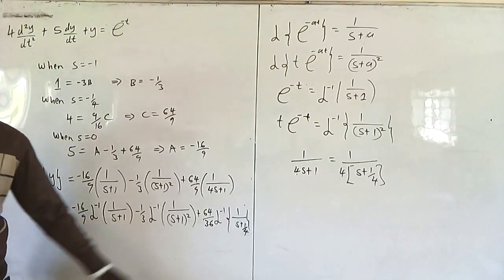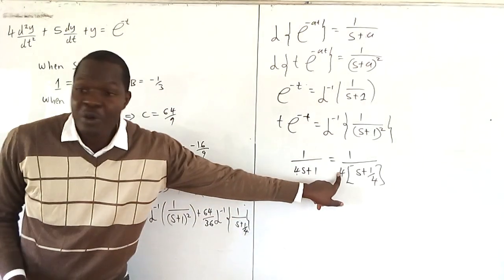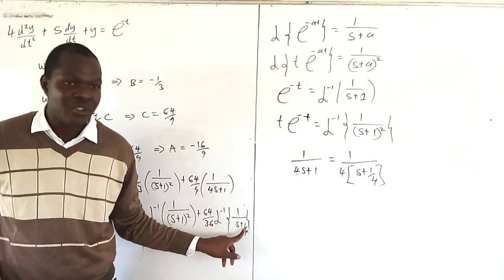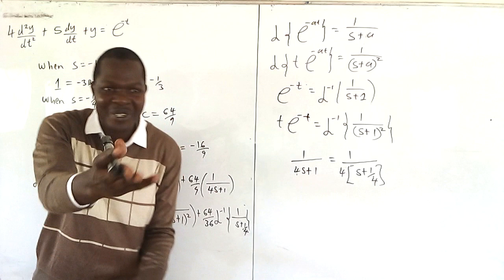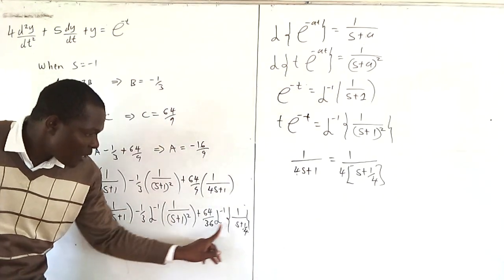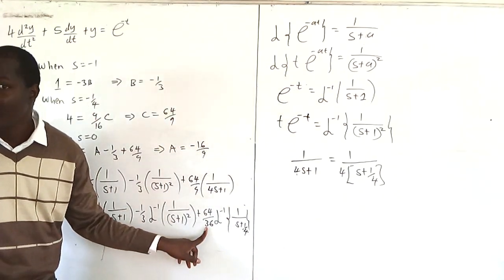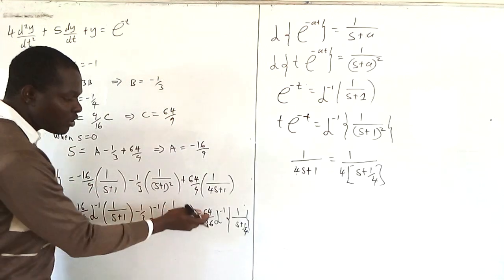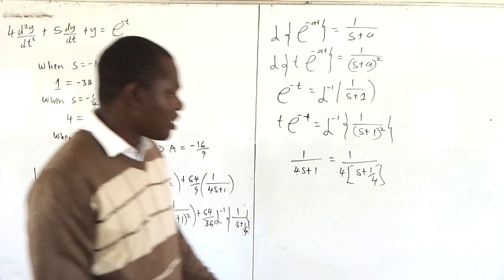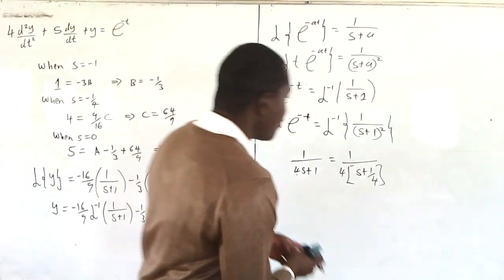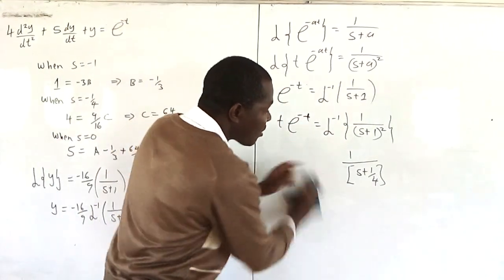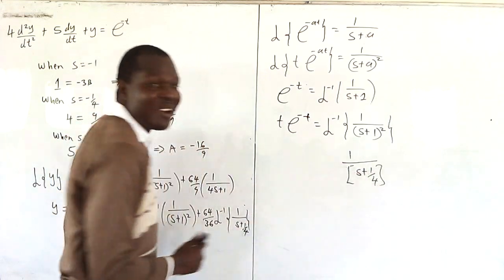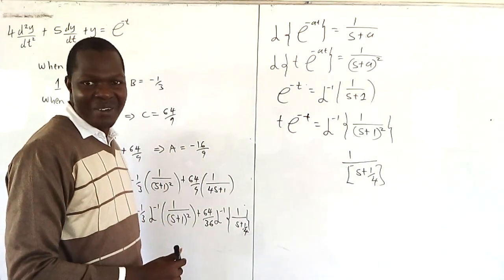Because s does not have a coefficient, you remove 4 outside. Meaning 4s plus 1 is the same as 4 into s plus 1 over 4. Then that 4 will multiply what was in the denominator, so you get 36, and 64 over 36 will of course simplify. So we are looking for the Laplace inverse of this, meaning your a is 1 over 4. Are we together?